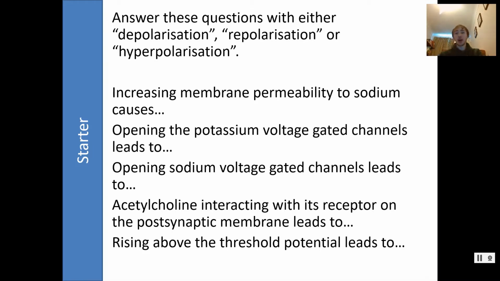So, before we do that, I'd like you to have a look at this starter, and I'd like you to pause me and work out which words, depolarization, repolarization, or hyperpolarization, goes with each sentence. So pause me now.